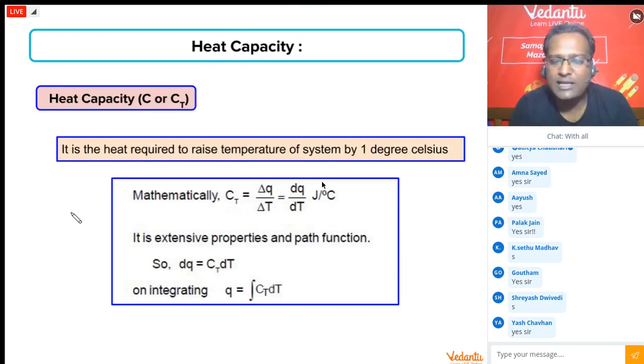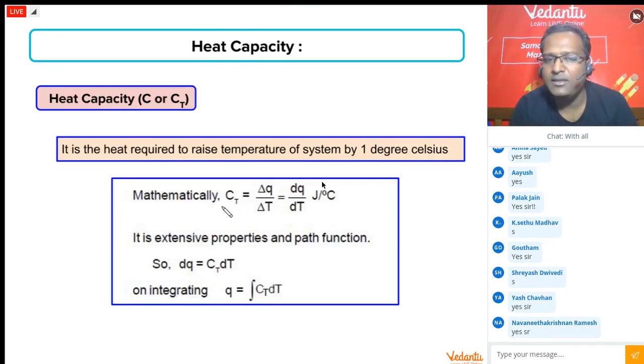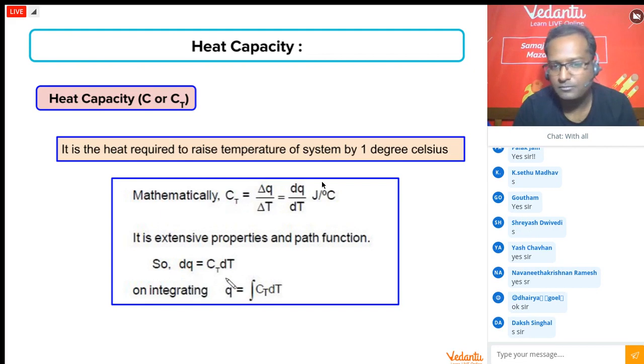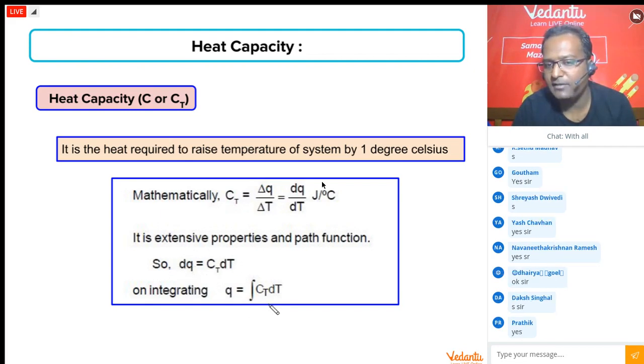Based on that, now I define heat capacity. ये points मैं आपसे already discuss कर चुका हूँ. Heat capacity is the heat required to raise the temperature of a given substance by delta T. Now, this is written for large changes. If I write it for small changes, I can write it like this. That means I can integrate it like this.